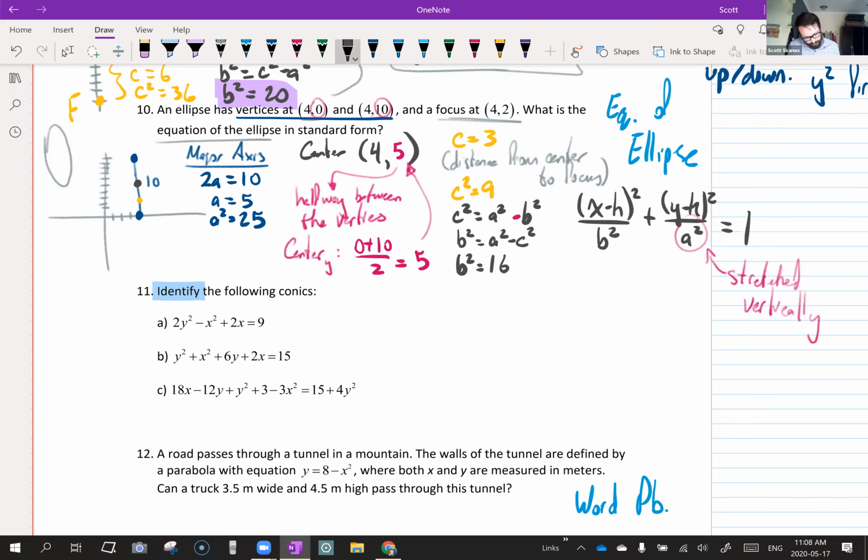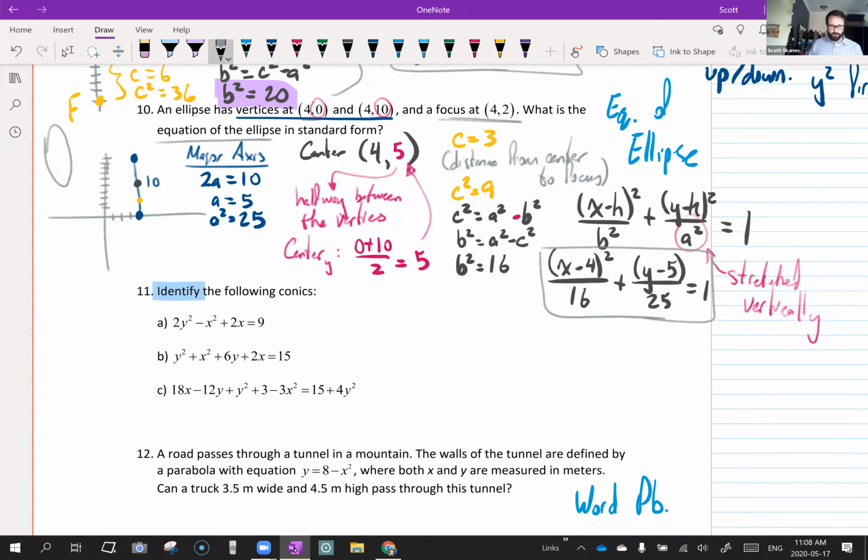So let's fill in our information now. Center is at 4, 5. So minus 4 squared. B squared, what's B squared? 16. So y for the center is 5. A squared is 25 equals 1. So that would definitely be, if I was to ask that, it would definitely be a wrong answer. It wouldn't be a multiple choice.